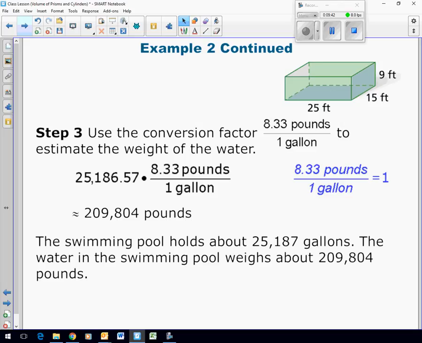From there, check it out. We're going to use another conversion factor to figure out how much this weighs. So, you guys type this into your calculator. I want you to practice typing this into your calculator. 25,186.57 times 8.33 over 1. That gives approximately 209,000. You see this? When I put this in, it does that.